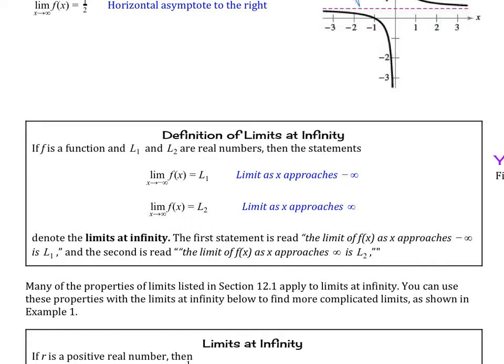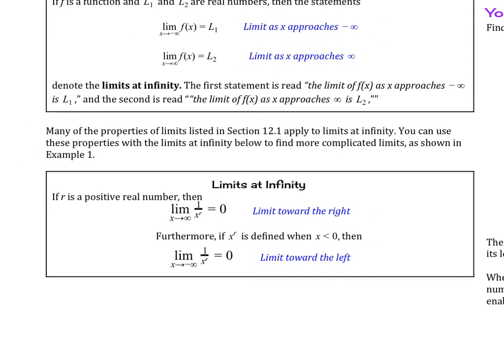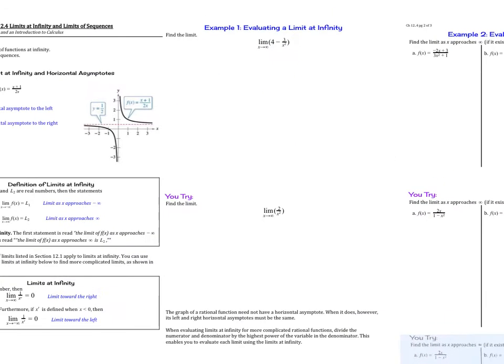Many of the properties of limits listed in section 12.1 apply to limits at infinity. We're going to use these properties with the limits at infinity below to find more complicated limits. So looking here, if r is a positive real number, then the limit of 1 over x to the r as x approaches infinity equals 0, and that's toward the right. Furthermore, if x raised to the r is defined when x is less than 0, then the limit of 1 over x raised to the r as x approaches negative infinity equals 0, and that's the limit toward the left.